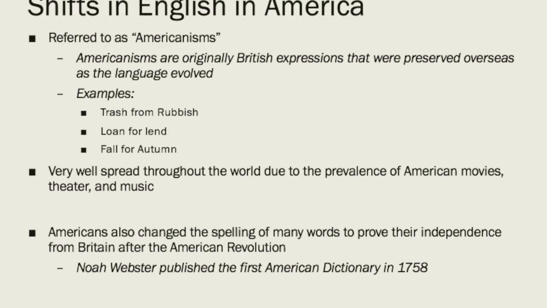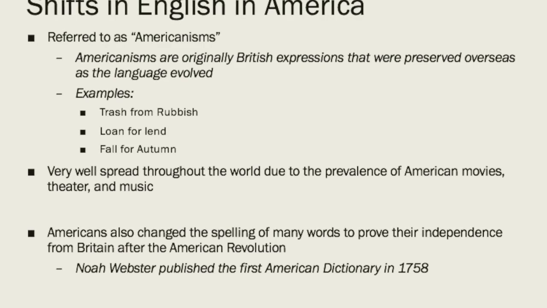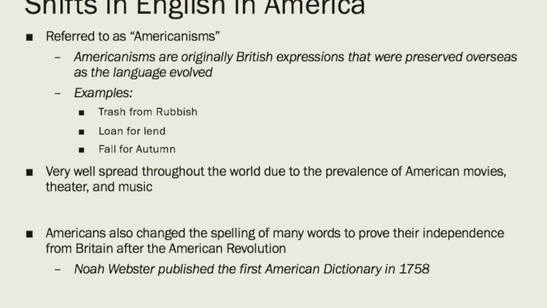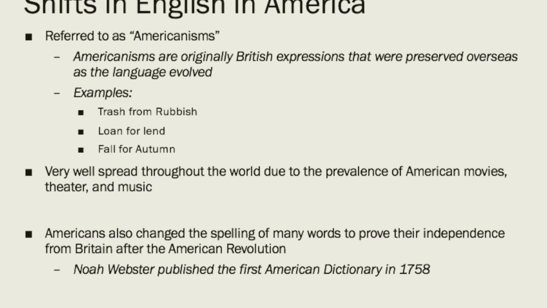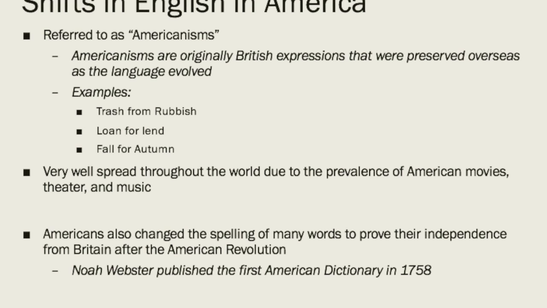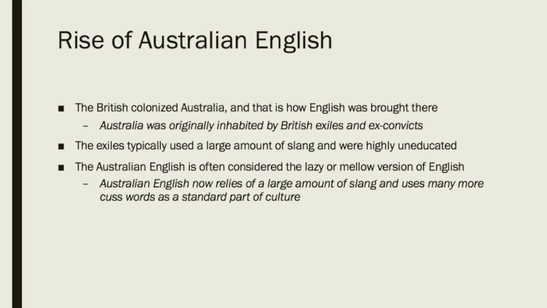Noah Webster published the first American dictionary in 1758 to implement some of these really important spelling changes, like using a K in music instead of a C, or documenting the word skunk for the first time, and changing the spelling of the word plow from P-L-O-U-G-H to P-L-O-W.